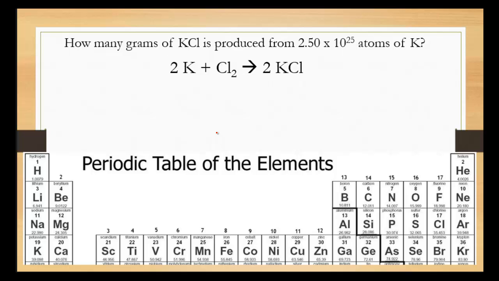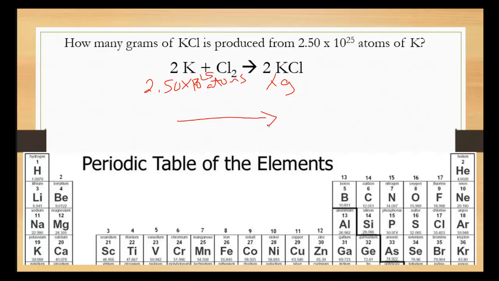So how many grams of KCl? So I'm looking for X grams. That's our question. Is produced from 2.50 times 10 to the 25th atoms. Alright, so once again, they're giving us information about one compound, and they're asking about another compound. They gave us information about potassium. They want to know about potassium chloride.